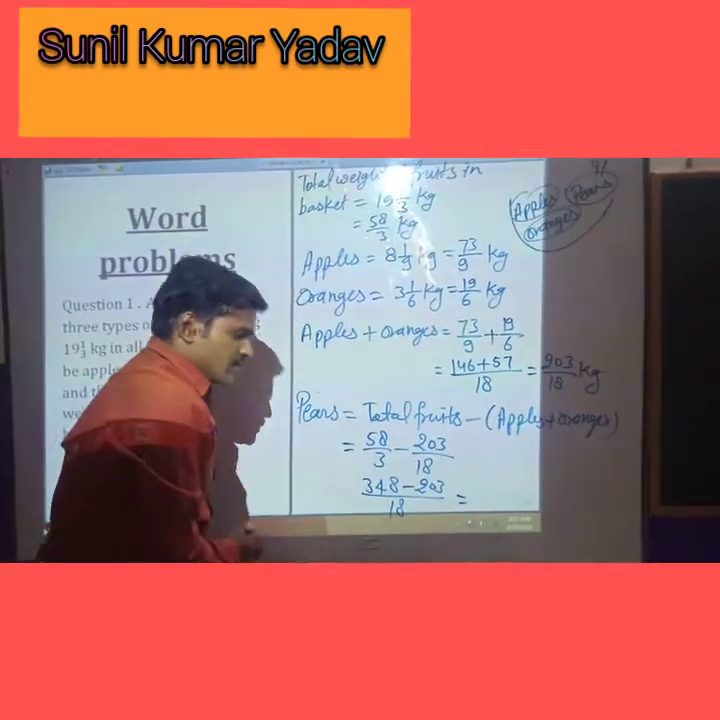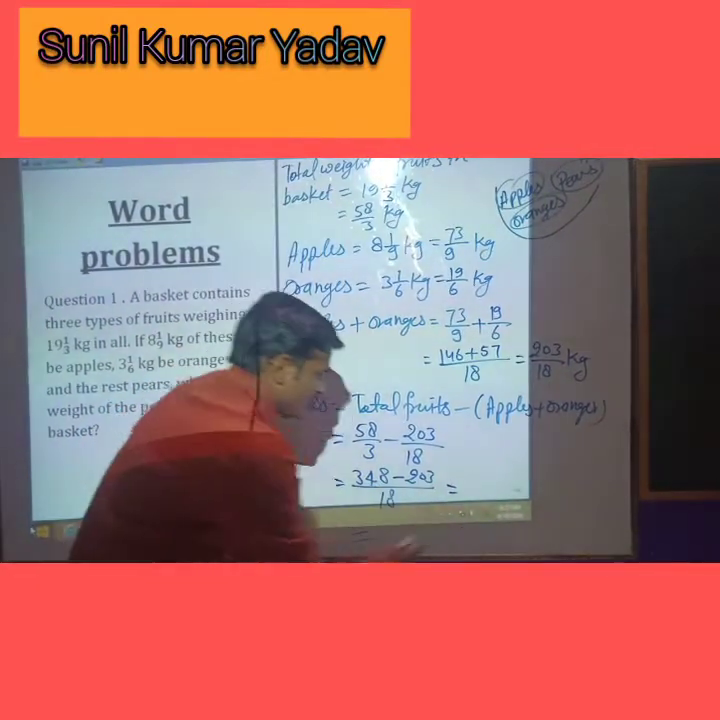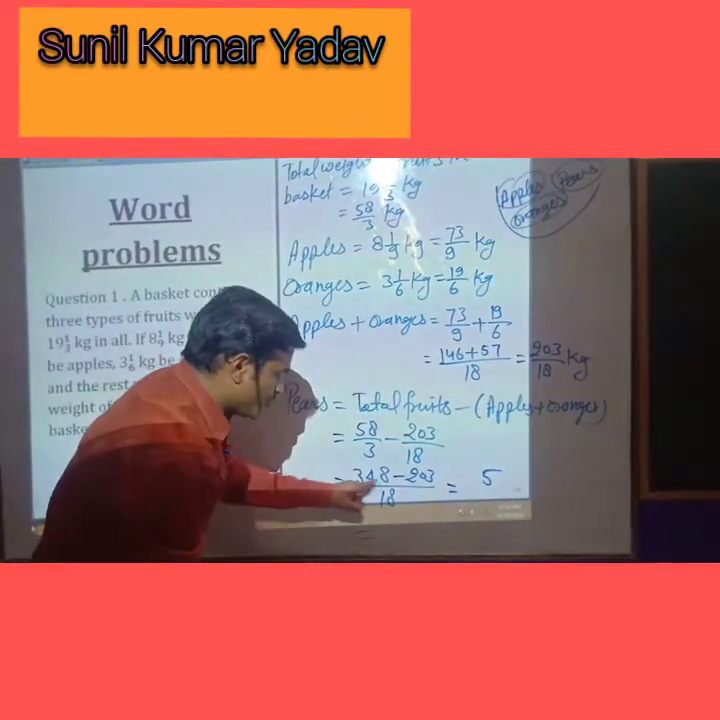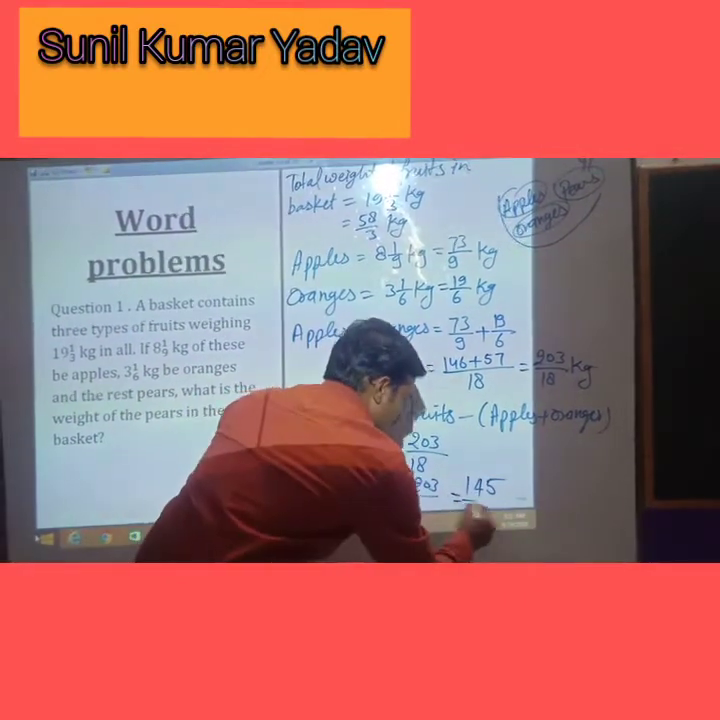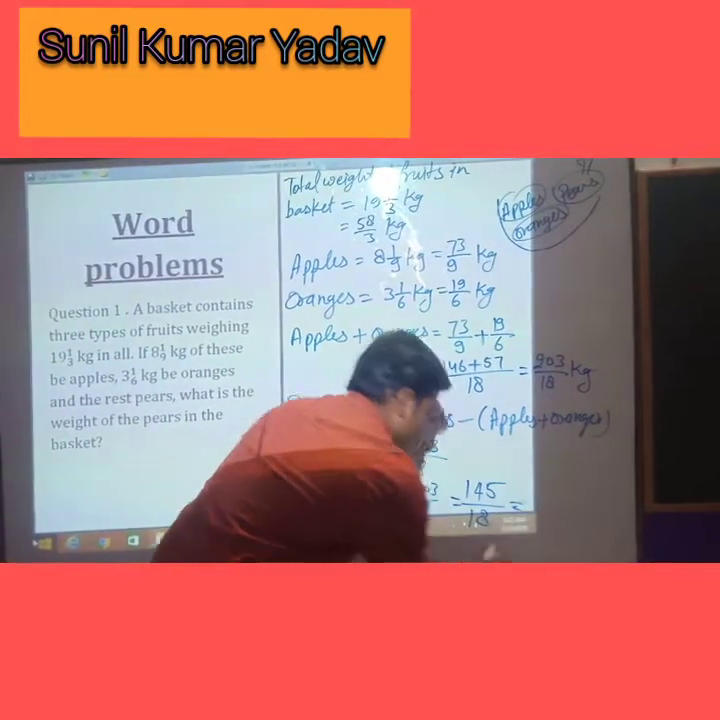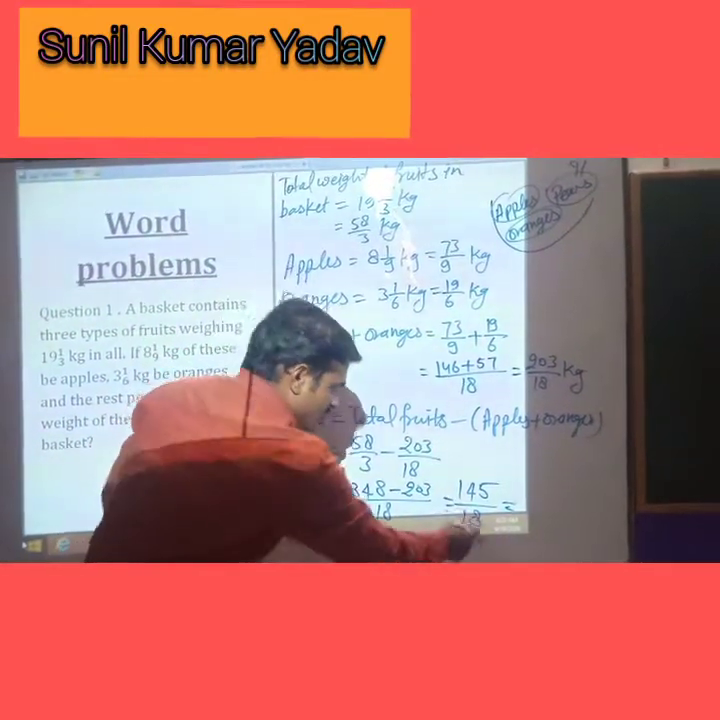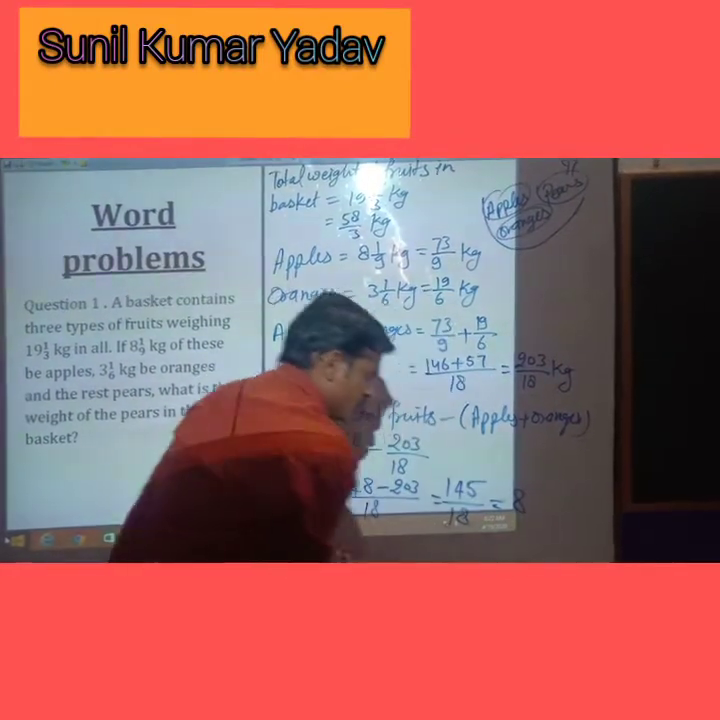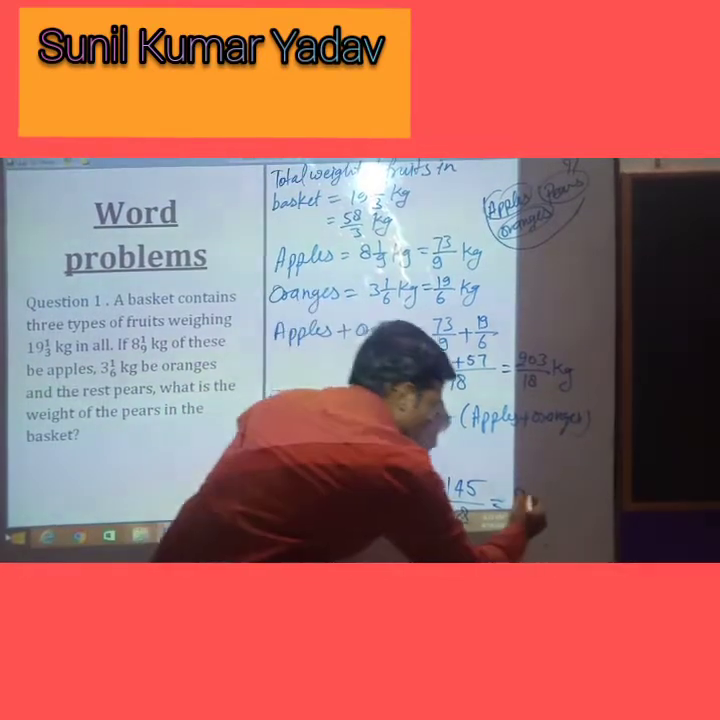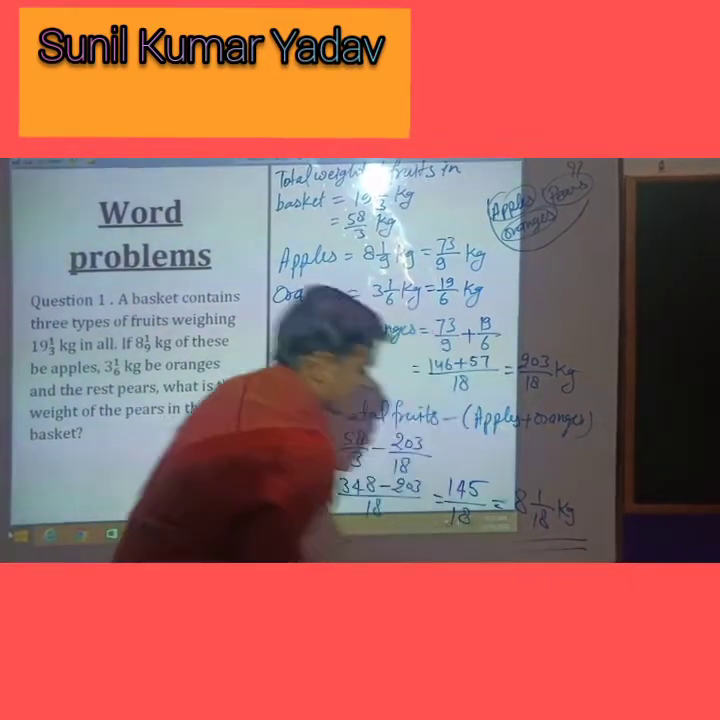Now subtract it. When we subtract: 8 minus 3 is 5, 4 minus 0 is 4, 3 minus 2 is 1. So 145/18. This is an improper fraction. Convert it into a mixed fraction. So what do you get? 18 times 8 is 144. It means 8 and 1/18 kg is the weight of pears.